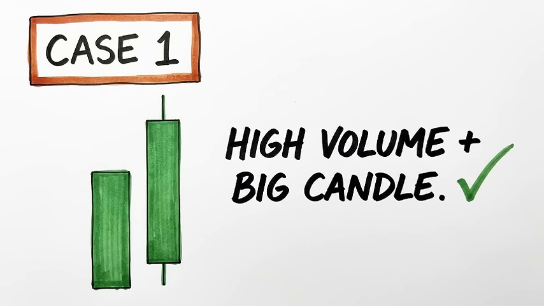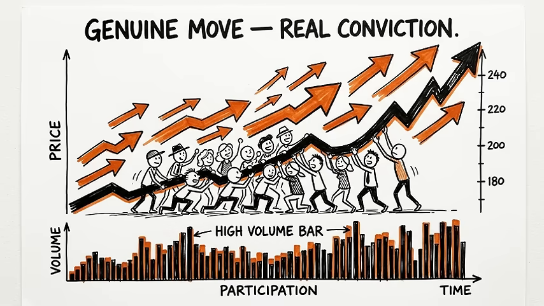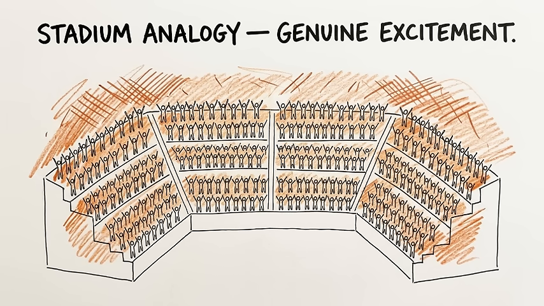Case 1. High volume, big candle. Effort matches result. Everything is aligned. Lots of buyers, lots of conviction, price moved significantly. That is a genuine move. Healthy, real, and likely to continue. Like a stadium full of people all standing up to cheer at exactly the same moment. That is genuine excitement. Not manufactured, not manipulated, real.